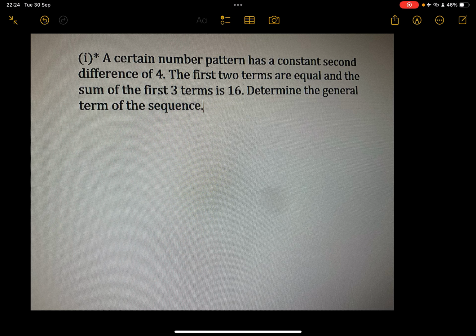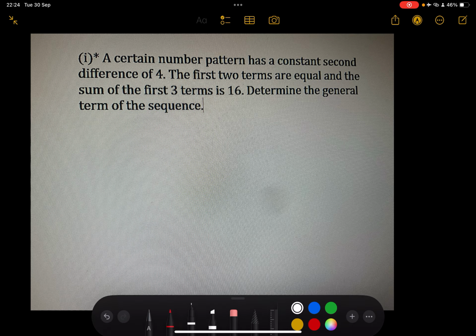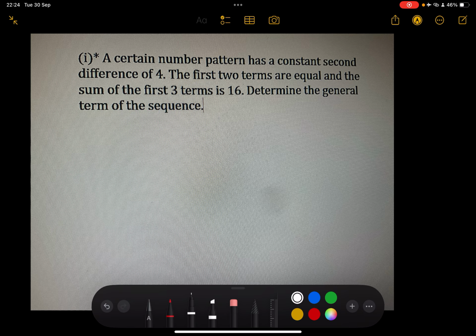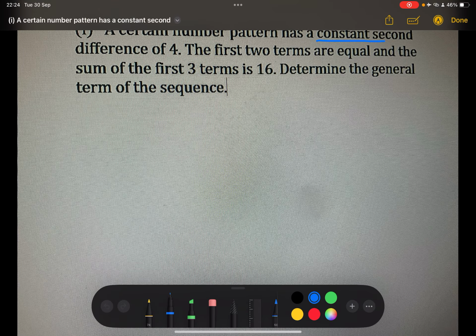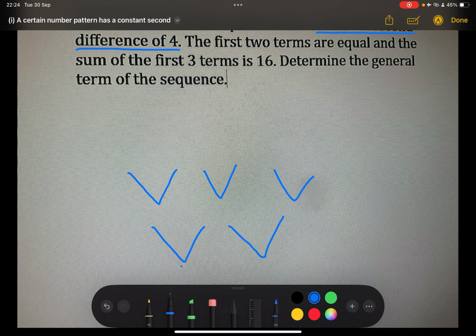So here we are told that a certain number pattern has a constant second difference of 4. We know that this pattern is going to be quadratic because of the keyword constant second difference. So this is a quadratic pattern. What I know so far is that if I subtract this term and that term, and do the differences again, I'm going to get 4 and 4 here.